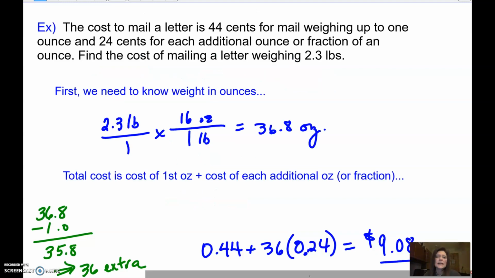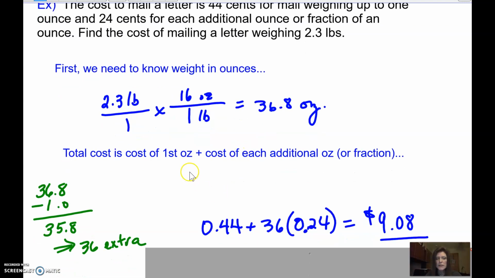All right, let's take a look at another problem that's a little bit more complicated. This one is the cost to mail a letter. So a letter costs 44 cents for the first ounce, and then a reduced rate of 24 cents for every additional ounce or part of an ounce after that. We want to know how much does it cost if our letter weighs 2.3 pounds. So the first thing we have to do is convert those pounds into ounces. So 2.3 pounds over 1, and my conversion factor of 16 ounces to 1 pound, putting the pounds in the bottom so that it cancels the label, leaves me with 36.8 ounces.